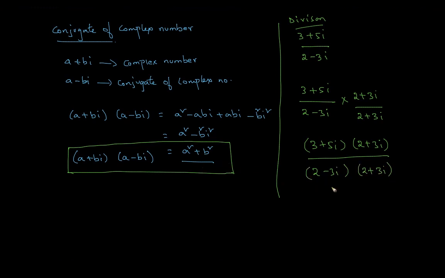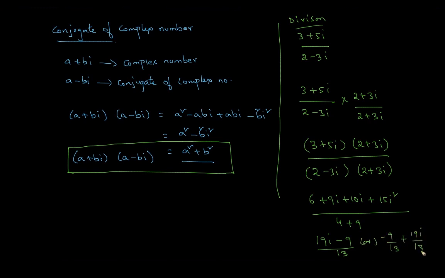What result did we get? a square plus b square. Actually, in natural numbers, what do we do? a minus b into a plus b, a square minus b square. The same thing we do here. You can apply that also. But if you remember this formula, you can directly write the answer. 6 plus 9i plus 10i plus 15i square, by a square plus b square, 4 plus 9. So 6 plus 19i, 15i square is minus 15, so 6 minus 15 is minus 9. So minus 9 plus 19i by 13. Or you can write it this way, minus 9 by 13 plus 19i by 13.